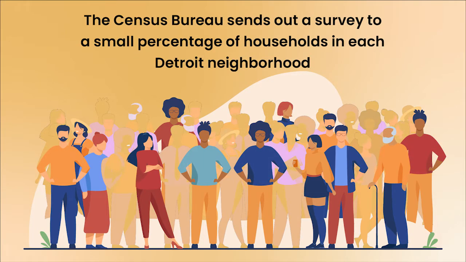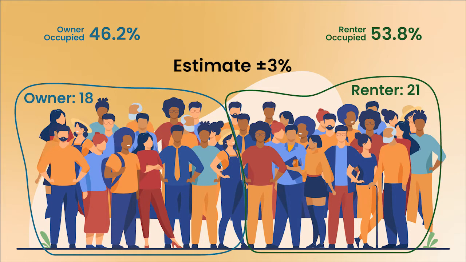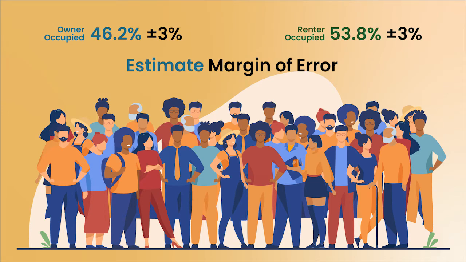Instead, the Census Bureau sends out a survey to a small percentage of households, asking people about many different things, including their housing situation, and then estimates variables such as owner occupancy of the whole city based on the sampled population using various statistical methods. You can expect that the estimated renter and owner values will differ from that of the whole city population. The margin of error is used to describe this difference.